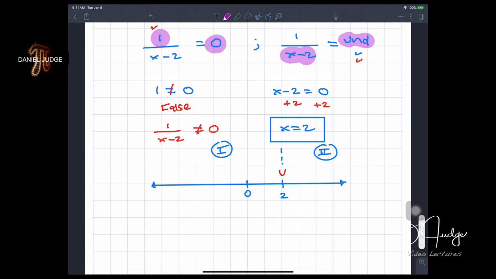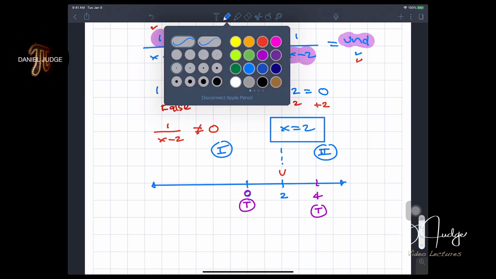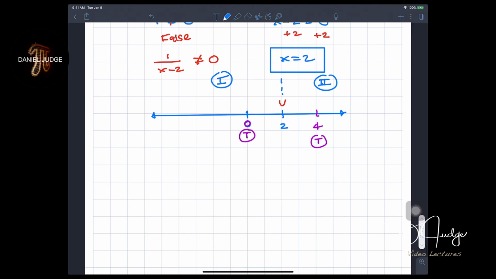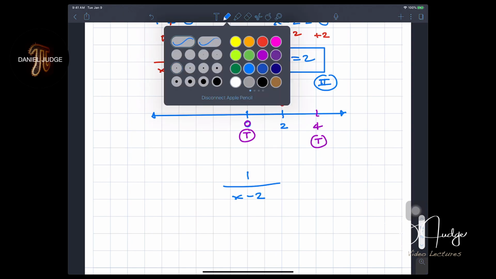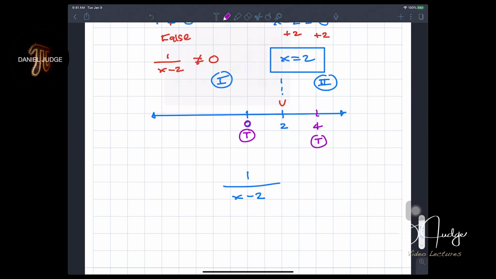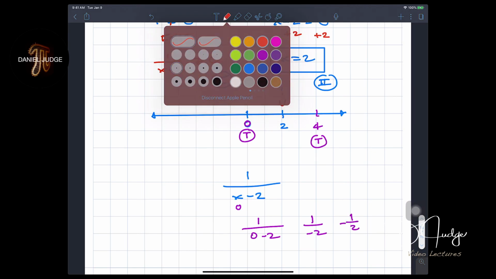So I pick a number clearly in region 1. Since 0's in region 1, I'm going to use that as a test point, and then I'm going to use maybe 4 as a test point. And so remember, we're testing the fraction here now. 1 over x minus 2. So we're going to plug in the value of x being 0. So you get 1 over 0 minus 2, which is 1 over negative 2. Positive over a negative is a negative fraction. So region 1 here is negative.